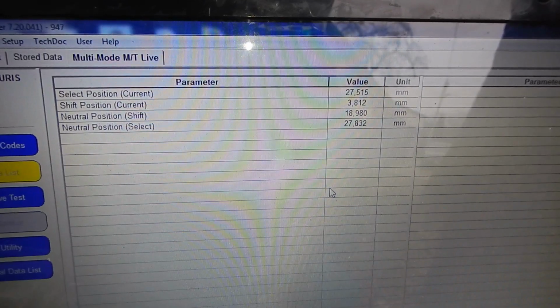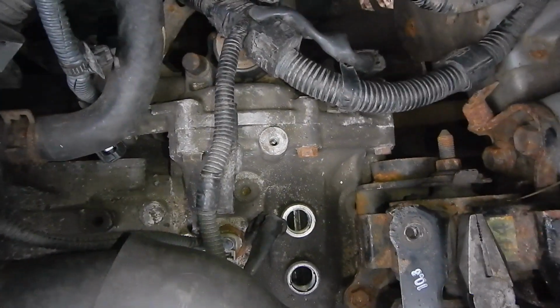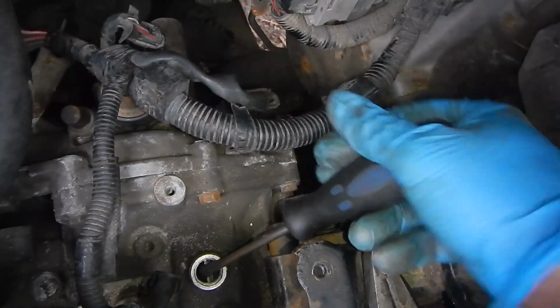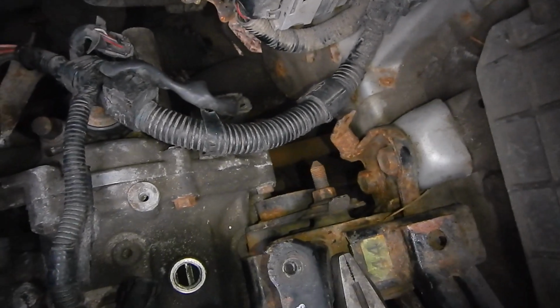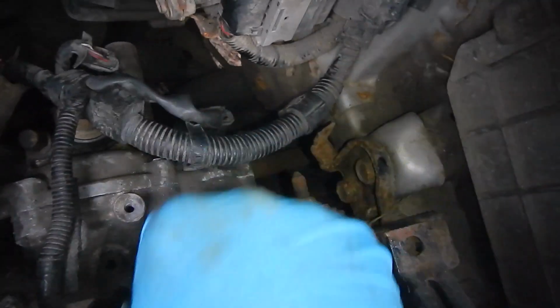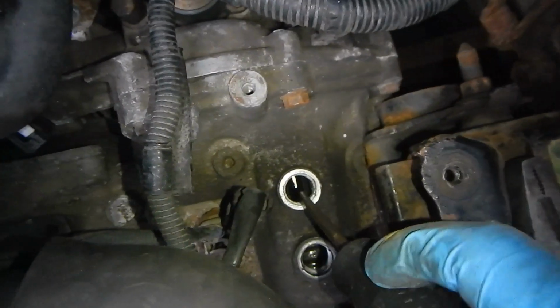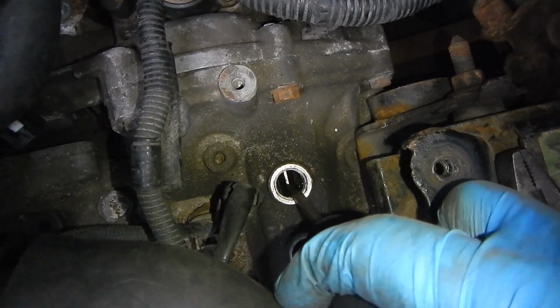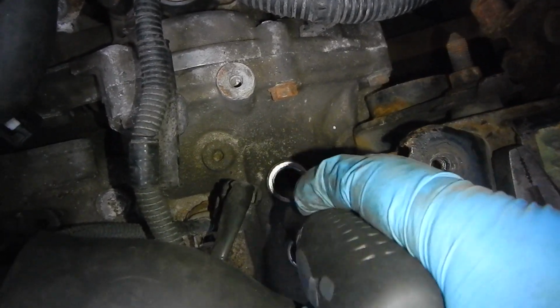Yes. Now I need to do the same with the shift. It was select. How to do it with shift? With shift, we don't need to engage the gears. Just need to put this exactly in the middle. Exactly. It means that it's on neutral. And let's check the shift.